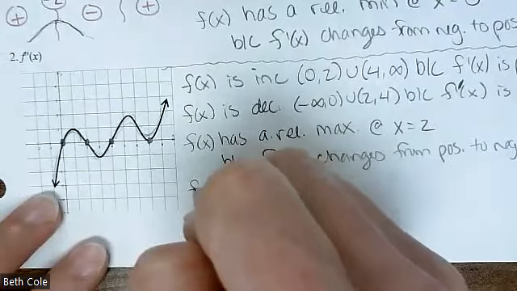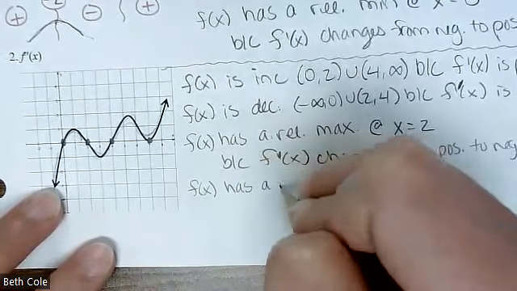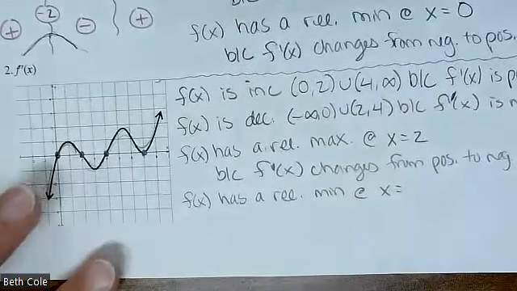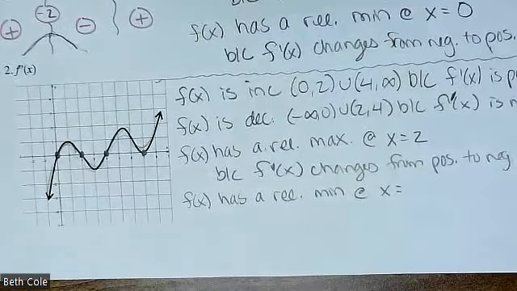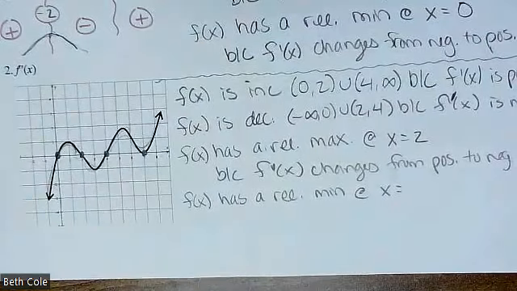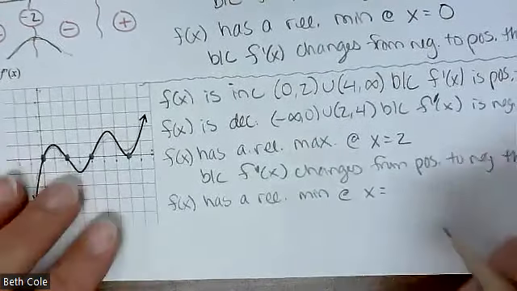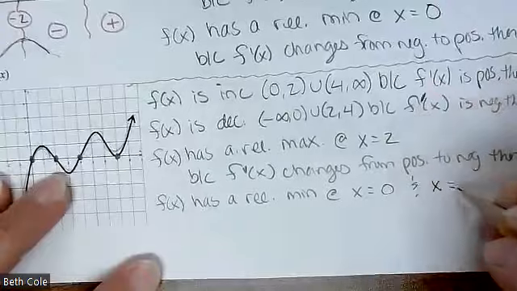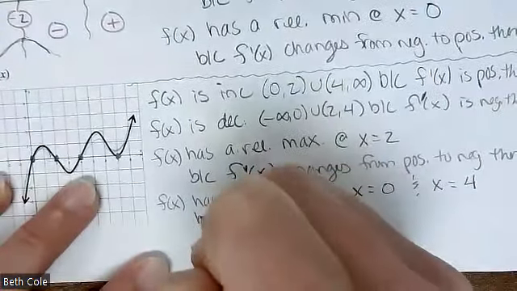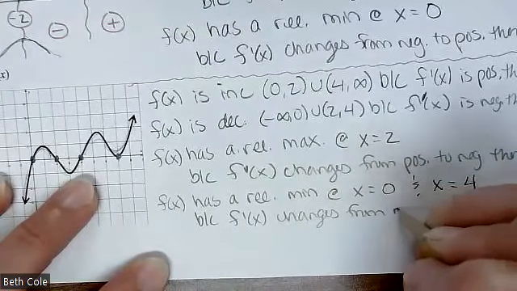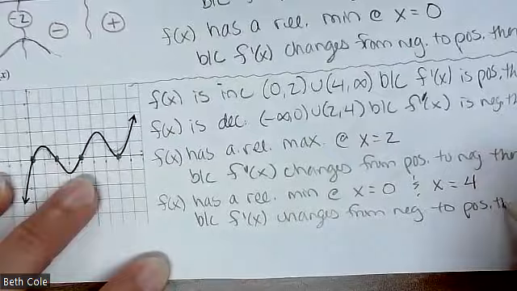All right, so now we're going to do relative minimum. F of x has a relative minimum at x equals. Now that would be when the derivative changes from what to what? Good, so that's below to above. And there are 2 places that happens. So you just say both of them in the one sentence. You don't have to write another sentence. At x equals 0 and x equals 4 because f prime changes from negative to positive there.